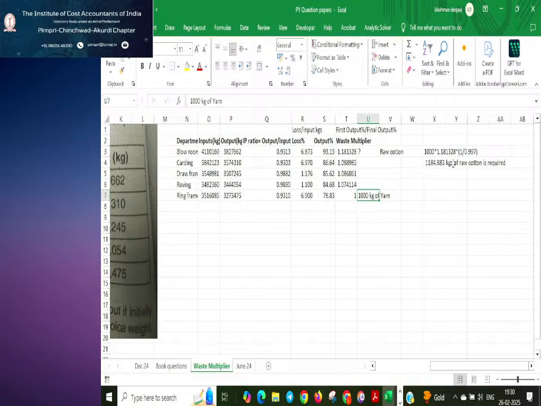There is also a concept of input-output ratio, through which we determine the loss percentage and the output percentage. Waste multiplier is always the first output percentage divided by the final output percentage. That is the formula for waste multiplier. Got it? Those who are online, are you able to understand? Any doubts? Yes, Anu, Rakesh?